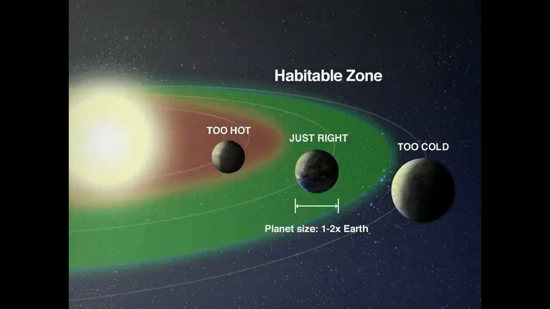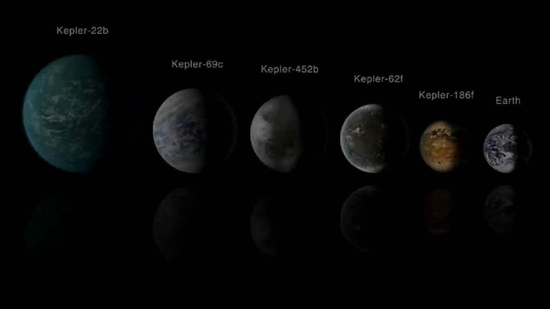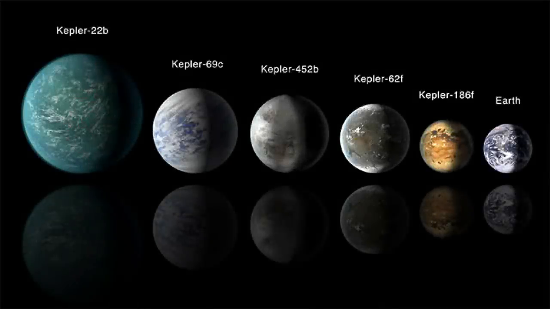The habitable zone, also called the Goldilocks zone, is a distance from a star that's not too hot, nor too cold, but just right. For instance, Earth sits sandwiched between blistering Venus and freezing Mars. The Kepler Space Telescope was a great success. Kepler discovered 2,662 planets beyond the solar system.